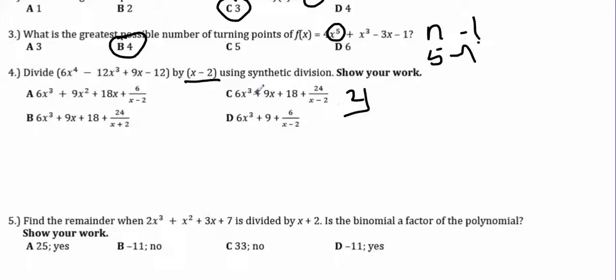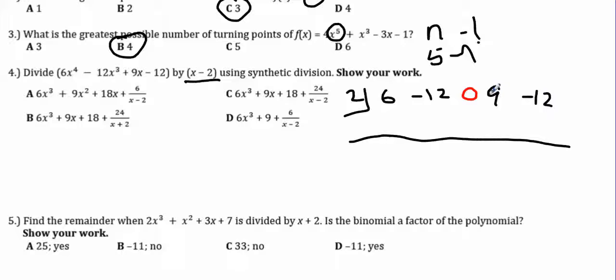Now remember, when we're doing synthetic division, we have to have every single power taken into account. So the highest degree here is 4. So I have 6, and I have -12 for my x cubed. And then don't forget about your x squared. You don't have an x squared term, so that means we have to put a placeholder of 0 right there. Then next I have 9. Then I have -12. Just to double check, 6, -12, 0, 9, -12.